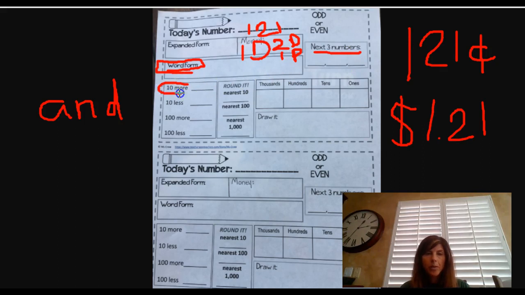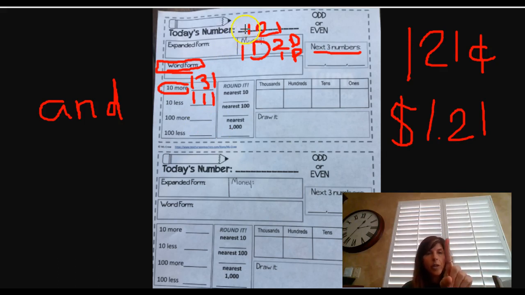10 more. So we're going to do 10 more than 121. And we look at the number in the tens place. We're adding 1 ten to the tens place, and make it 131. 10 less than 121. So if we have two tens, we take away 1 ten, we're going to have 111.